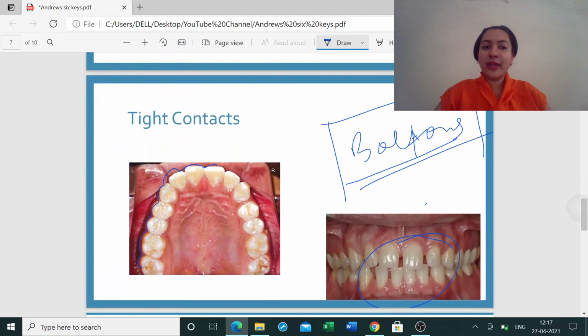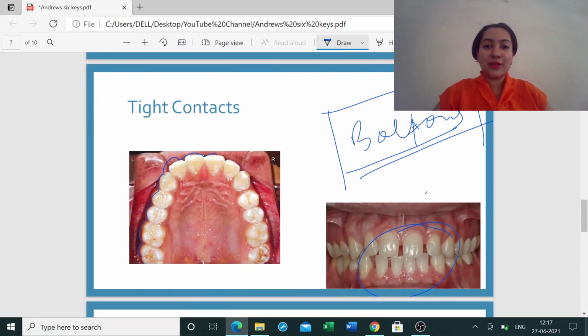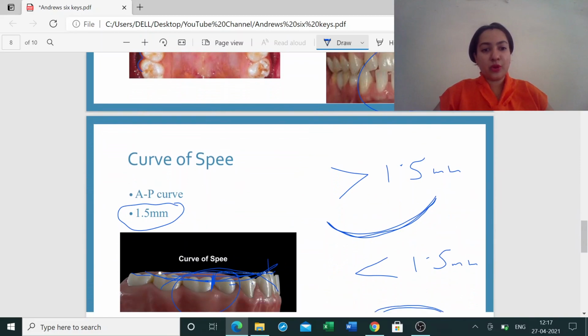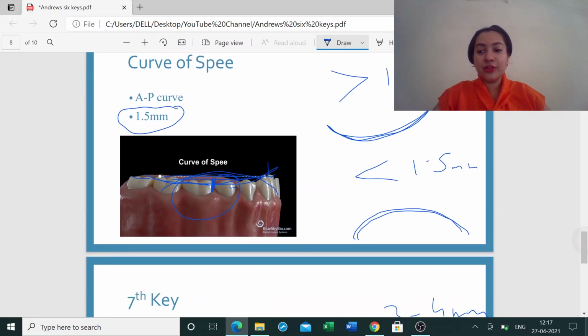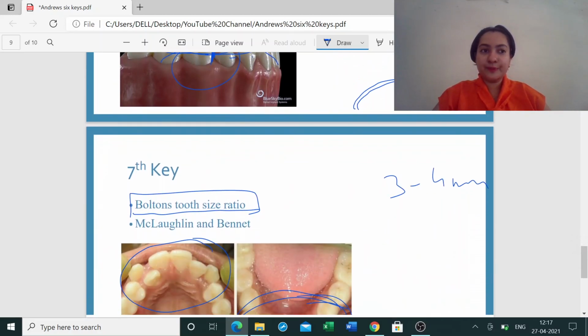Next thing highlighted by him was the importance of tight contacts. Tight contacts will give you proper, normal, good occlusion plus aesthetics and no oral hygiene problem. The last thing he told was the curve of Spee, which is an anteroposterior curve, with normal value 1.5. It can be either excessive or reversed, and I have mentioned different ways of correcting it.